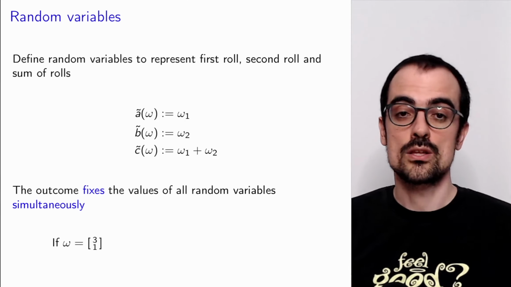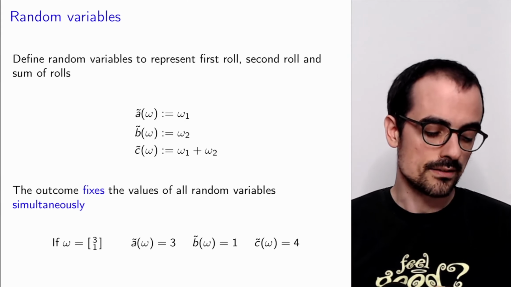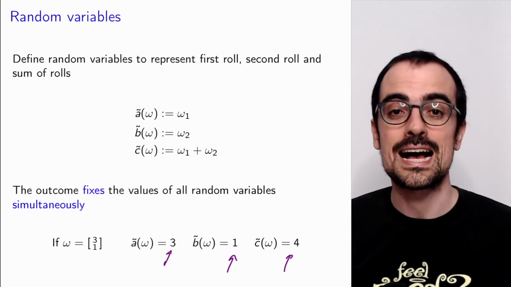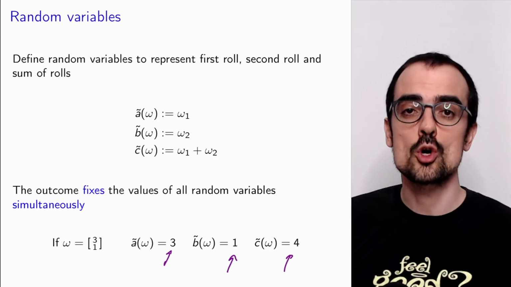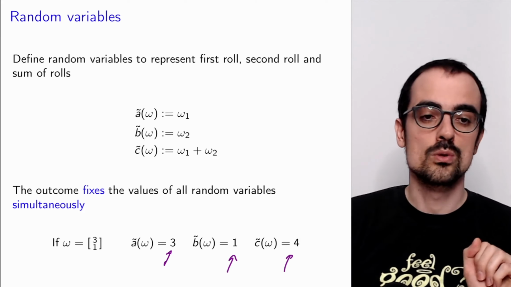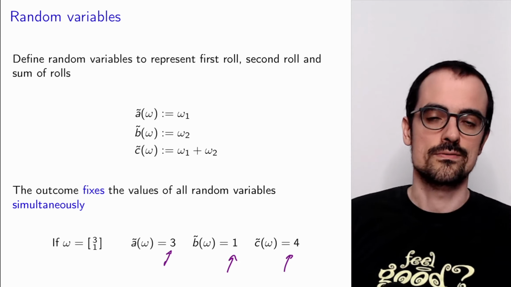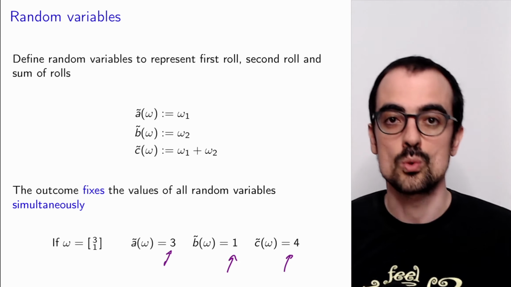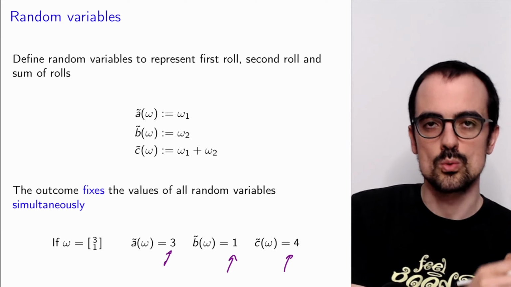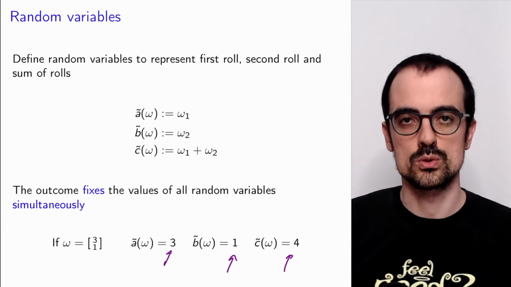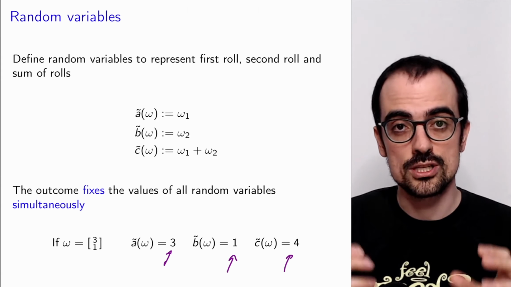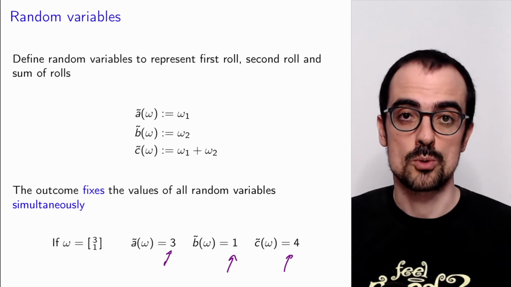If the outcome is (3, 1), then the first random variable is equal to 3, the second one is equal to 1, and the third one is equal to 4 at the same time. So now we can talk about events such as the first and the third random variable both being equal to 2 at the same time, or the first one being equal to 3 and the second one being equal to 1. We can also talk about conditional probabilities. What's the conditional probability of the first one being equal to 1 if the third one is equal to 4, and so on and so forth, thanks to this mathematical definition as functions within the same probability space.